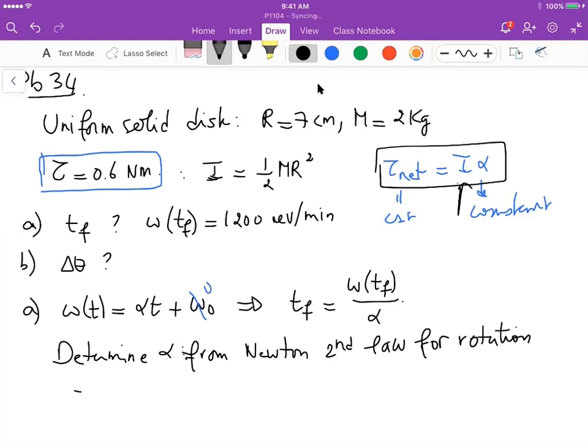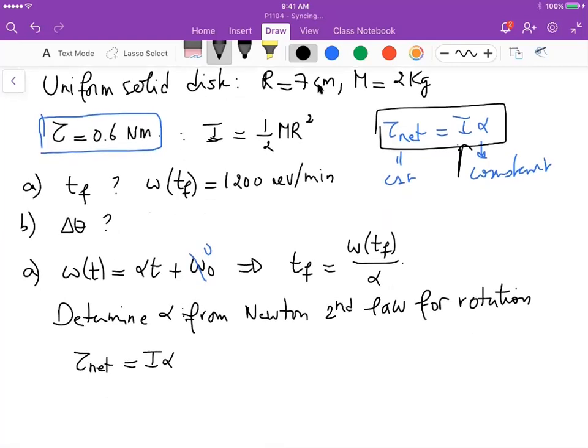We know that tau net is equal to I times alpha, right? And we know that I is equal to half m r squared. We just need to put all this information together, and so we end up with alpha equal to tau net divided by I. So it's equal to 0.6 divided by I.